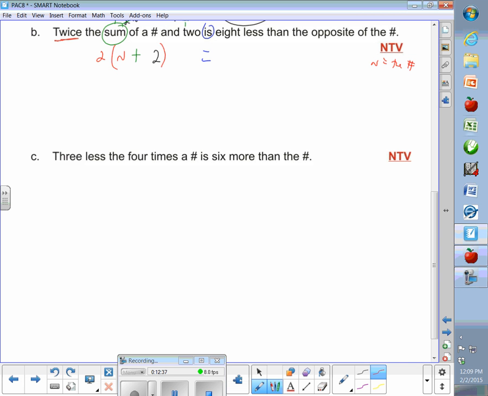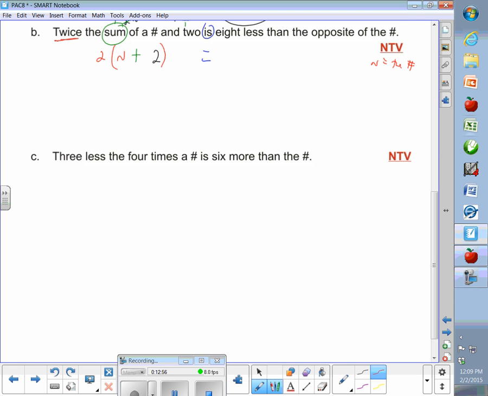You say, how would I have ever known to do that? Well, I'm showing it to you, right? To get it in your thought process. Yeah. Isn't that twice the sum of a number and 2, right? We doubled the number and 2.